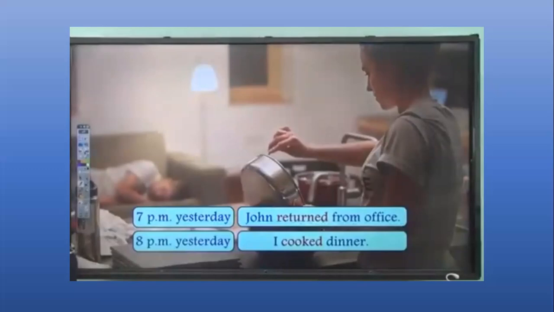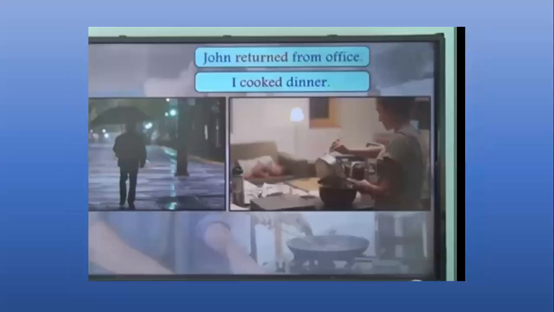Here you can see, at 7 p.m. yesterday, John returned from office. I have taken a few more examples because this tense is not something theoretical you are going to understand. If you understand through examples, it would be much, much better for you. Okay. 7 p.m. yesterday, John returned from office. Now, I have just put some time limit. Okay. It will be easy for you to understand that. 8 p.m. yesterday, I cooked dinner. Let's see. John returned from office. I cooked dinner and I have already quoted the time there.